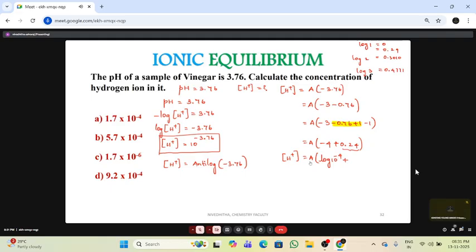So Muthulakshmi's answer is 1.7. Okay, right. So if it is 1.7, this is how I have to write it, right? So anti-log of this is log A plus log B. I can write it as log A into B or B into A. Anything is right. Log and anti-log will get cancelled. So what is the H plus ion concentration? 1.7 into 10 power minus 4. So what is the answer? First option.